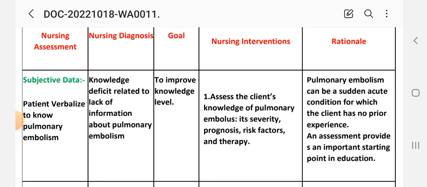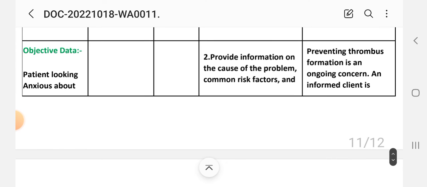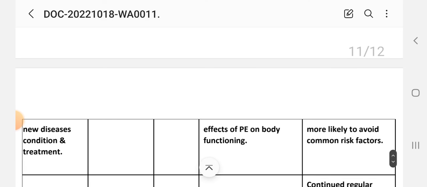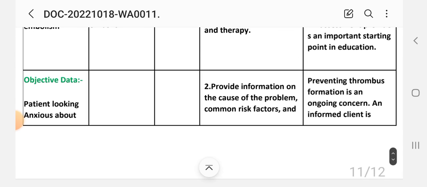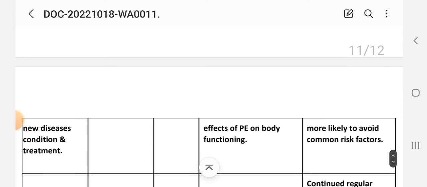Rationale: pulmonary embolism can be a sudden acute condition for which the client has no prior experience, and assessment provides an important starting point in education. Number second, provide information on the cause of the problem, common risk factors, and effect of pulmonary embolism on body functioning. Here, preventing thrombus formation is an ongoing concern, and an informed client is more likely to avoid common risk factors.